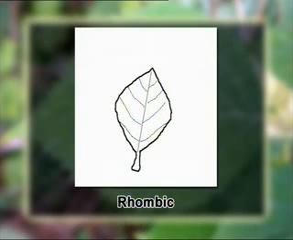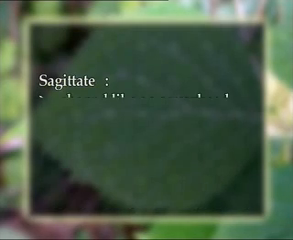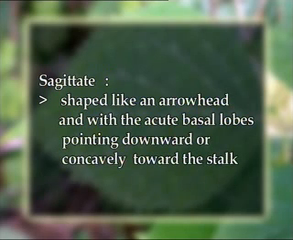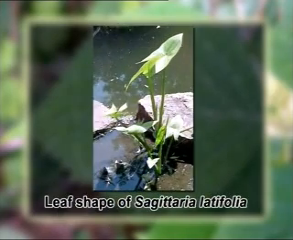Then rhombic, diamond-shaped with 4 sides, petiole attached at one of the corners. For example, Spiraea. Then sagittate, shaped like an arrowhead and with the acute basal lobes pointing downwards or concavely towards the stalk. For example, Sagittaria latifolia.